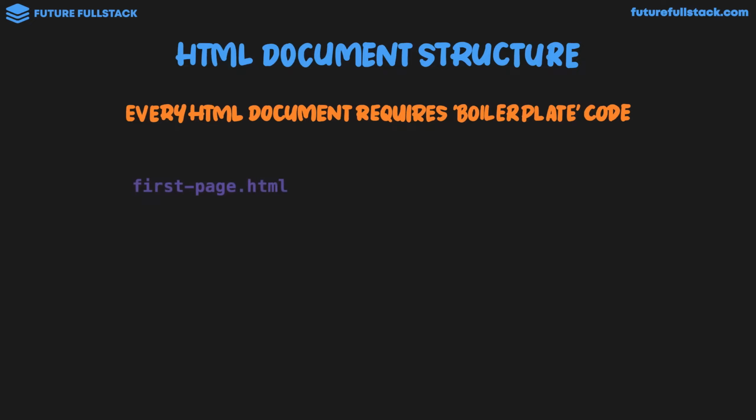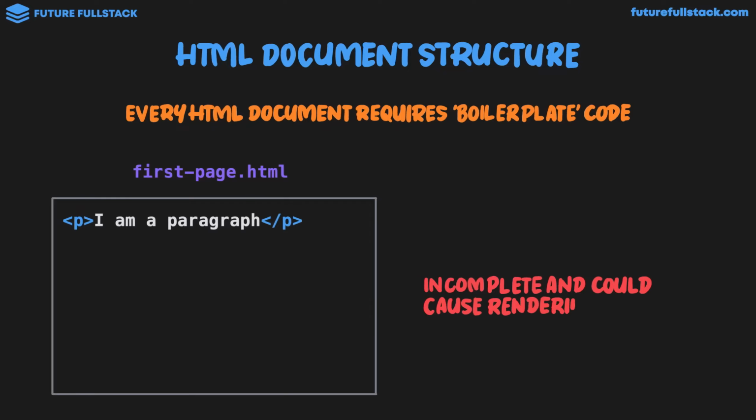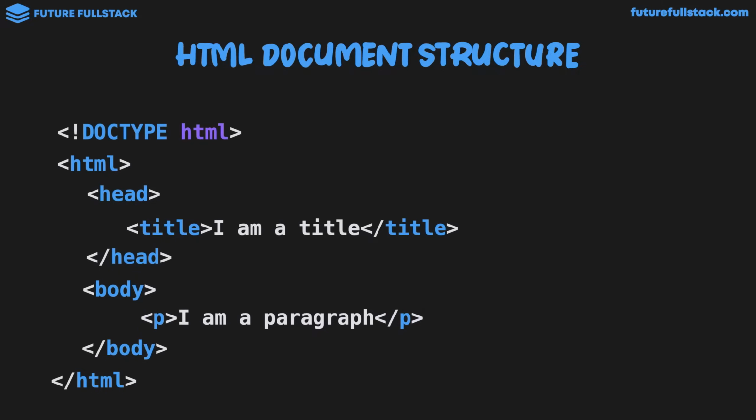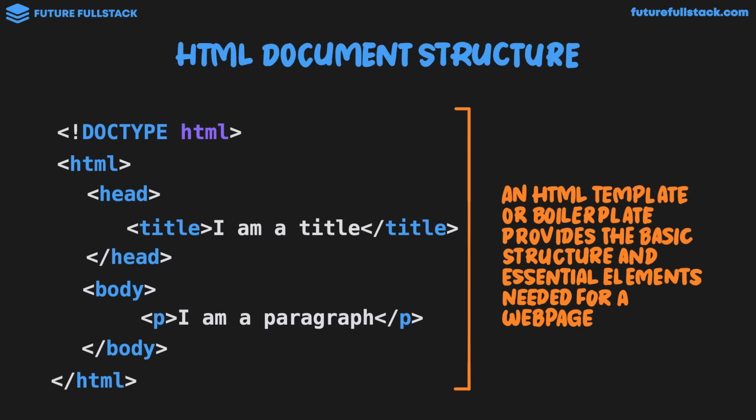Looking back at the first page HTML file we made in the previous chapter, it contained a single paragraph element. Now, technically, this HTML file is incomplete and could cause rendering issues. To have a valid HTML file, we need other elements. What you can see here is the boilerplate HTML. An HTML template or boilerplate provides the basic structure and essential elements needed for a web page. Now, this can look like a lot of extra stuff just for a single paragraph, but it is all necessary and we'll go through each line step by step.